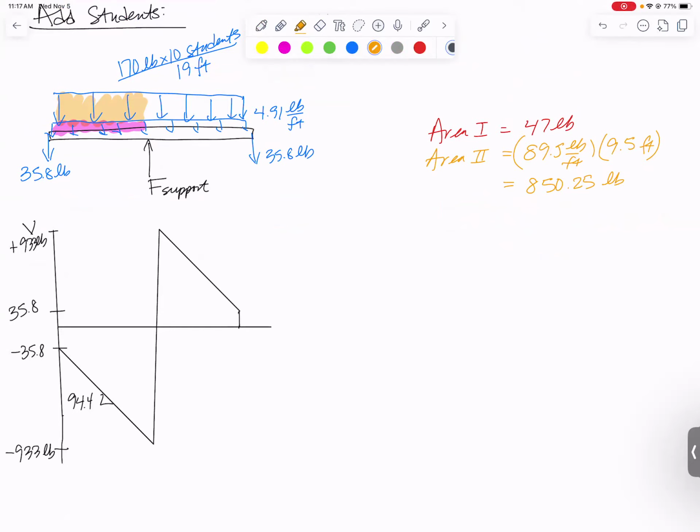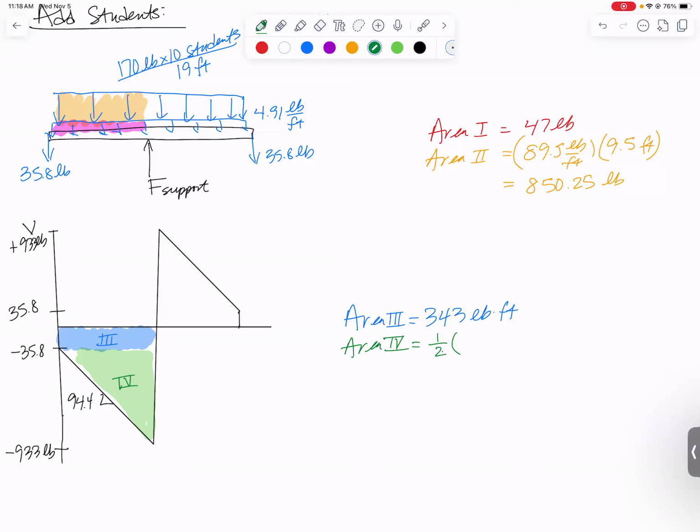Just like last time, from there, I would want to take this rectangular area and this triangular area, and that's going to give me M max. Call that one area 3. That's again 35.8 times half of the length of the beam. It'll be exactly what it was before, 343 pound-feet. The green one, area 4, that one's going to be 1/2.